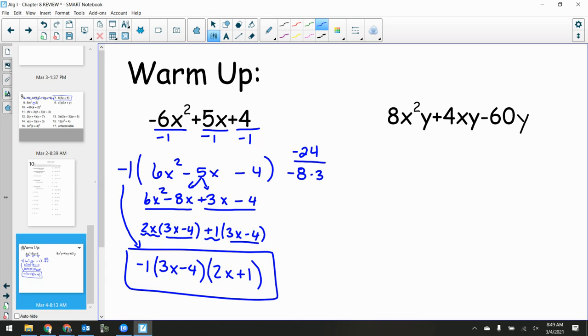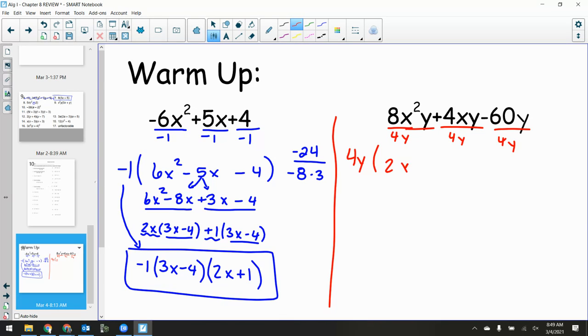All right, and now let's take a look here. I've got 8x squared y, 4xy, and negative 60y. What's my GCF? 4y. So when I divide out 4y from the whole thing, that'll give me 2x squared plus x minus 15.